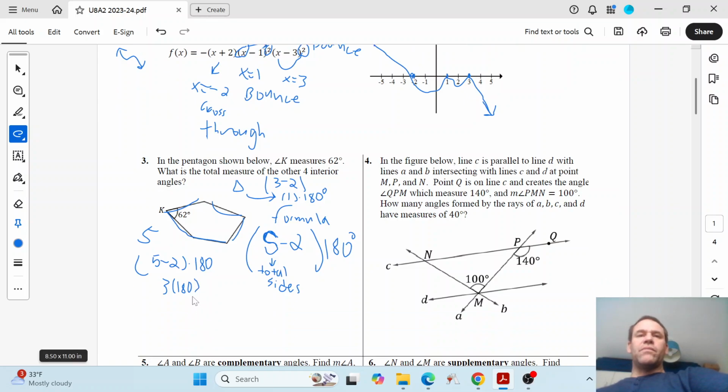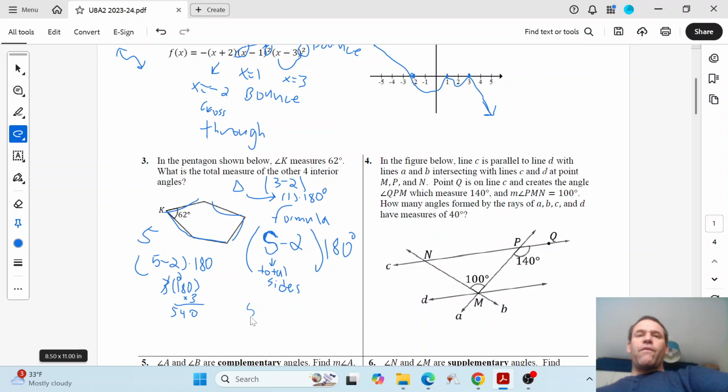Well, let's see. So 3 times 180 is 3 times 0 is 0, 3 times 8 is 24, carry the 2, 3 times 1 is 3, 4, 5, so 540 is what it should add up to.